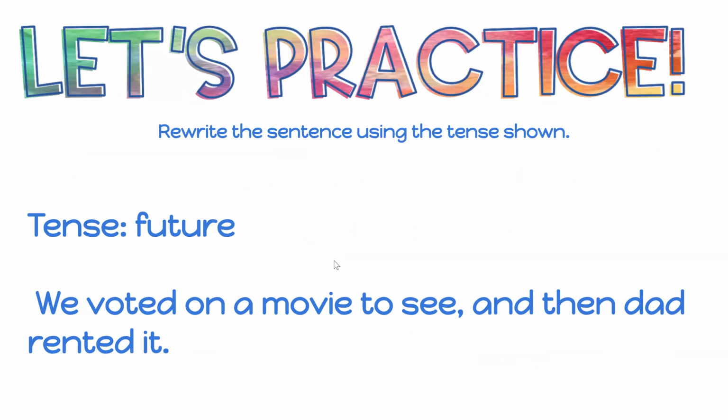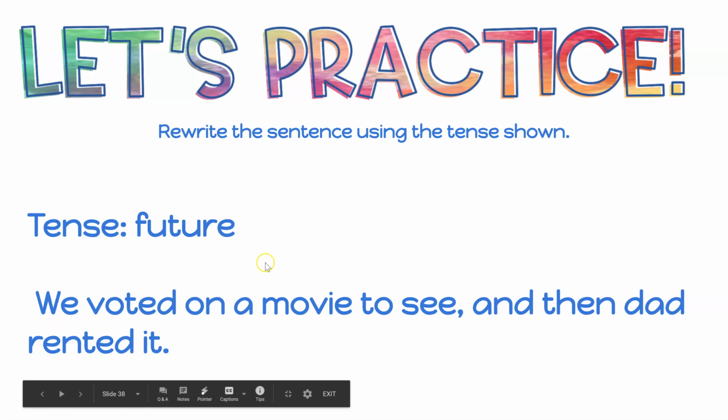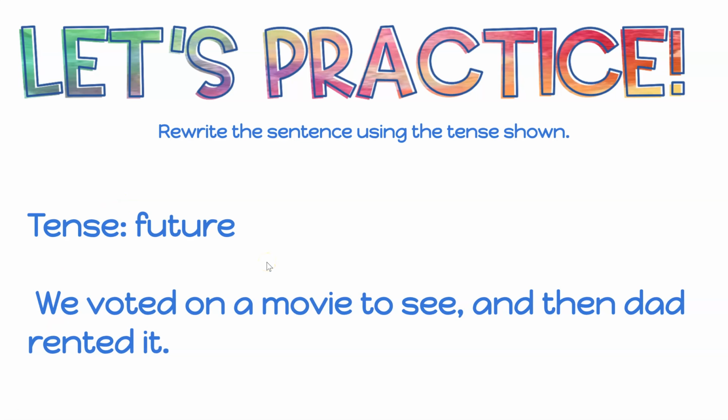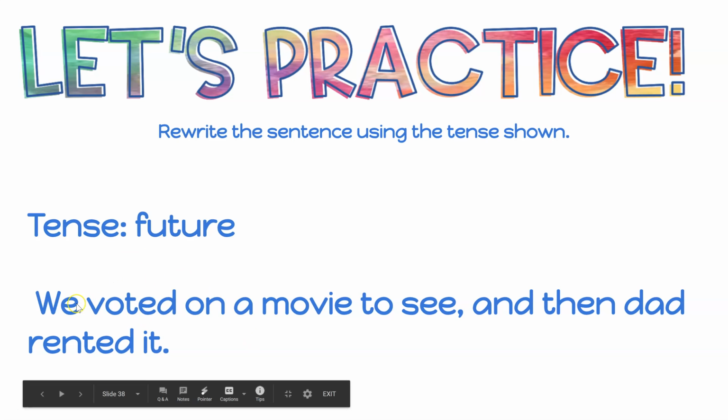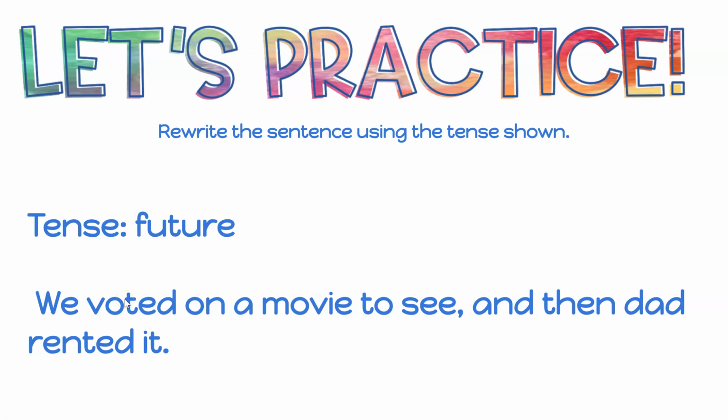So let's practice. We want to rewrite the sentence using the tense shown. So I want the sentence to be in future tense, and right now it's not. We voted on a movie to see, and then Dad rented it. How can we change this so that it reflects the future tense? Notice there's two verbs we would have to edit, voted and rented. Pause here to think about how this could change.